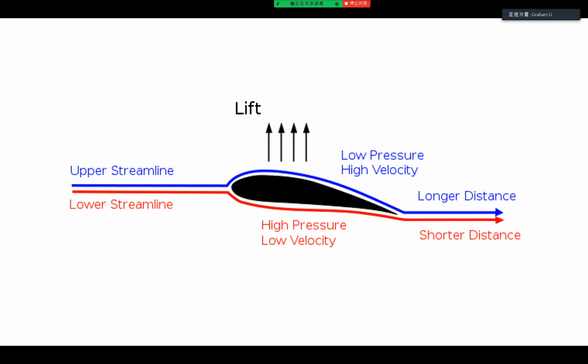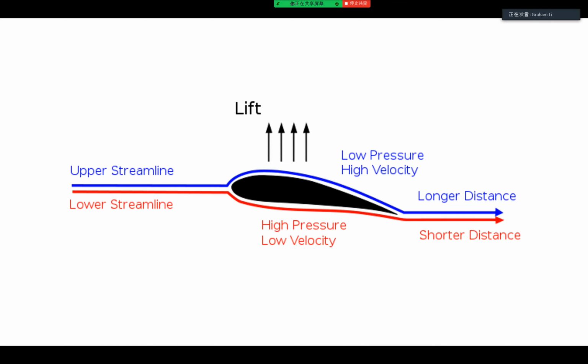That's how the plane designer did that on purpose, because given the same amount of time the air goes through both sides of the plane's wing, the greater distance means a faster velocity. So the air that goes through the upper level of the wing has a higher velocity than the air that goes through the lower level of the plane's wing, which means there will be a pressure difference created by different velocity on the upper and the lower sides.